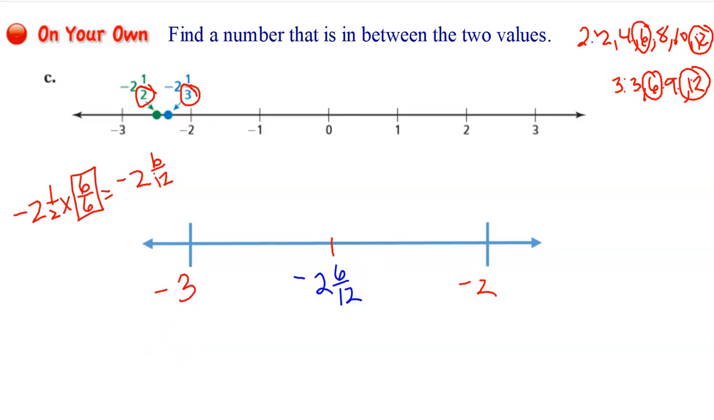Sorry about that. And then the other fraction is negative 2 1/3. So I'm going to take negative 2 1/3, and I'm going to multiply that by 4 because I want the denominator to also be 12ths. And I get negative 2 4/12. So there's where my 6/12 are.